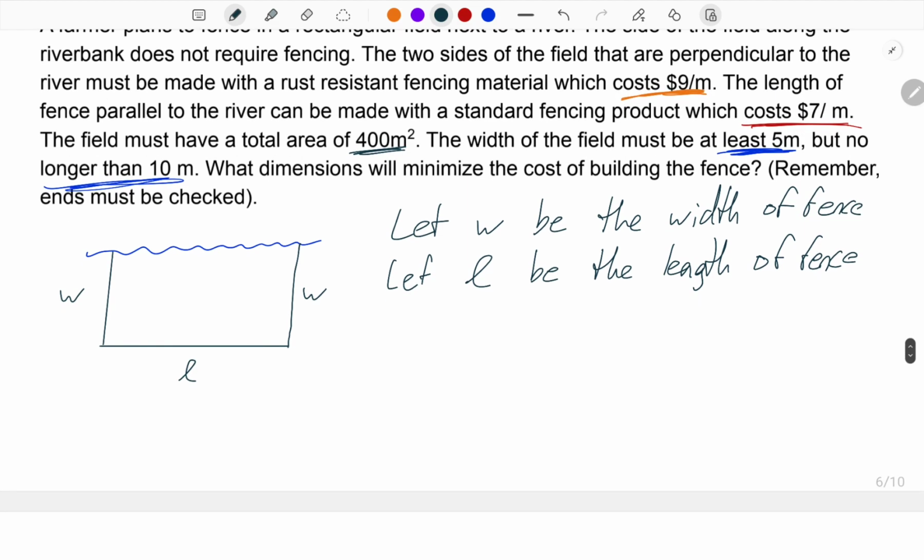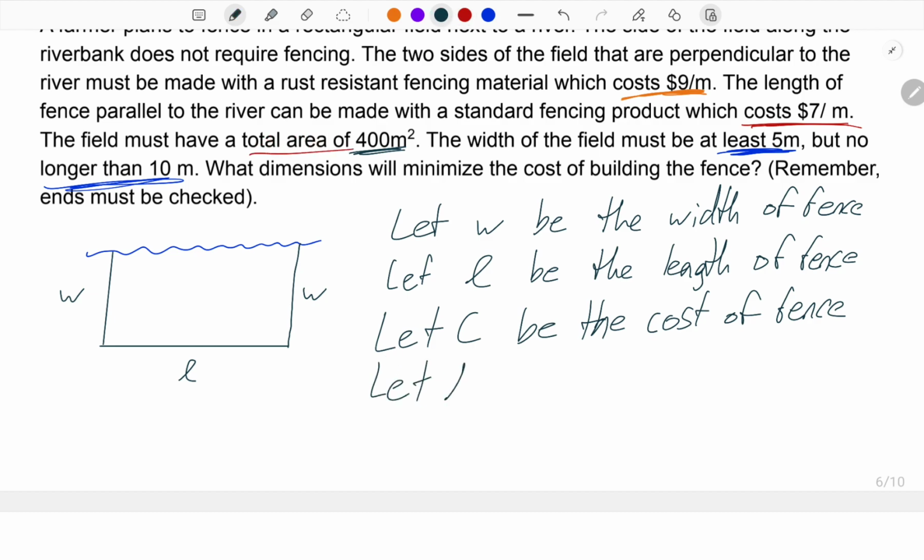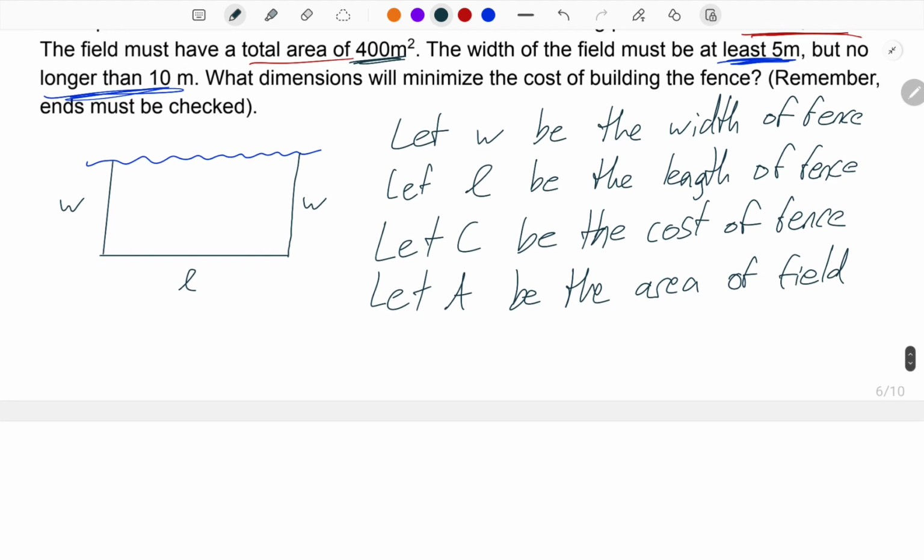Okay. And what are we trying to figure out? We're trying to figure out what the minimum cost is. So let's introduce a variable for the cost. Let C be the cost of the fence. And what other information are we going to make use of? We have an area. So let A be the area of the field. I'm just going to reiterate that the width must be between 5 and 10, so let's write that down as a domain here. The width has to be between 5 and 10.